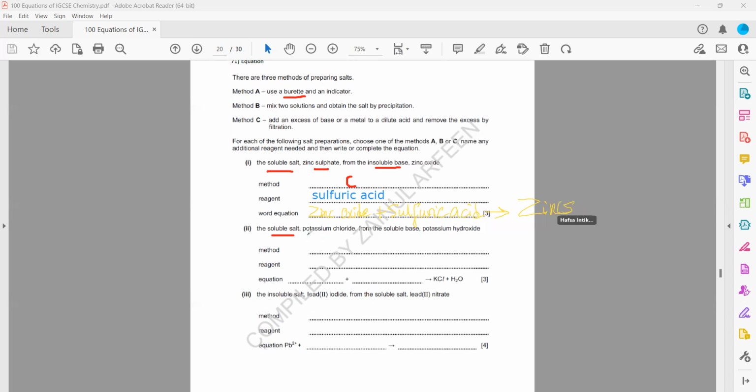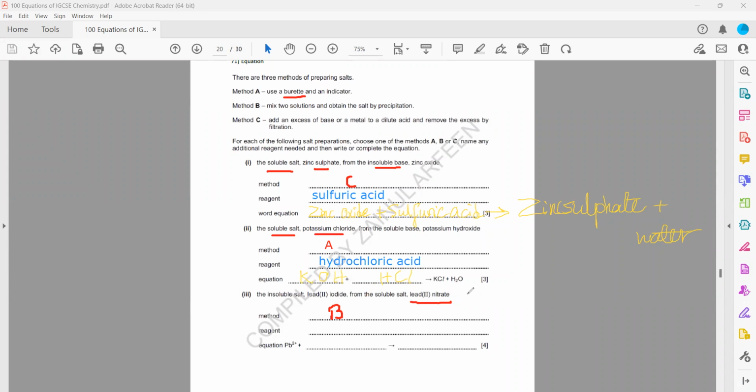The second one: we want to prepare a soluble salt, potassium chloride. So it's method A and hydrochloric acid, because hydrochloric acid and potassium hydroxide are soluble. And then the symbolic equation. Here we need HCl and KOH. Good.